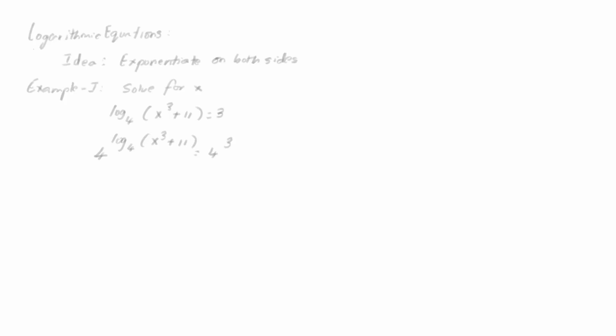And the 4 and log 4 will get cancelled because they're inverses of each other, leaving only x cubed plus 11, which would equal 4 cubed, and 4 cubed is 64. Subtract 11 on both sides. x cubed would be 64 minus 11, which would be 53. So x cubed is equal to 53, so x must be equal to the cube root of 53, or 53 to the 1/3 power, and that is our solution.